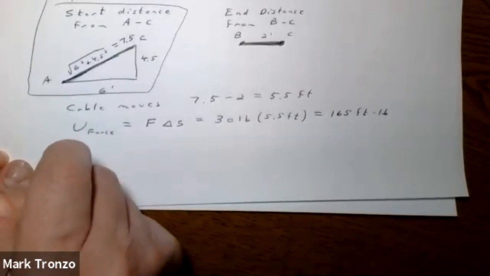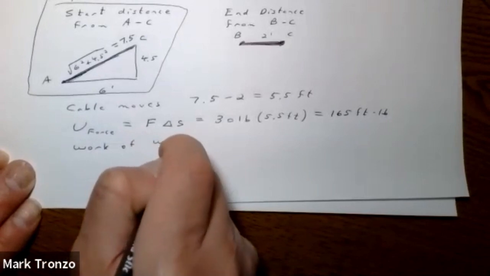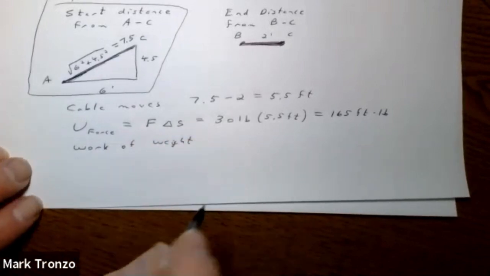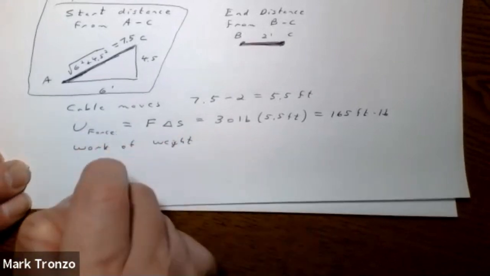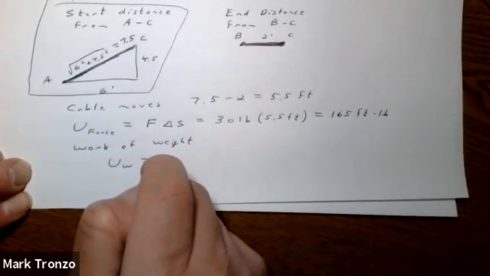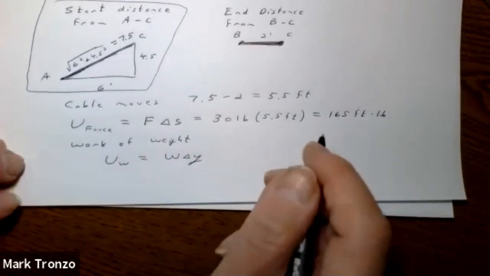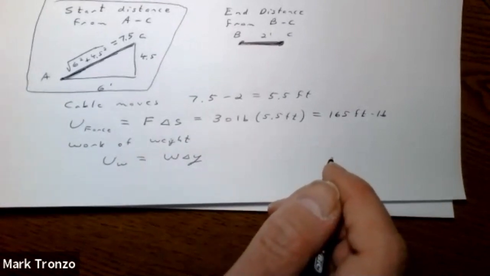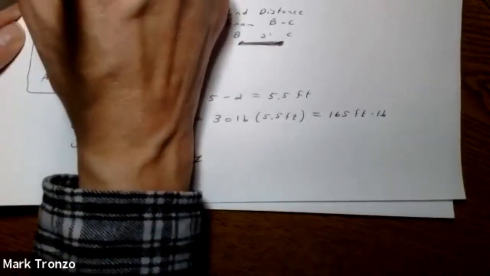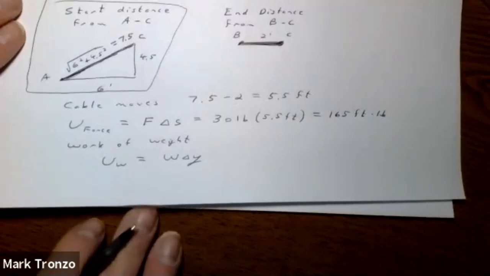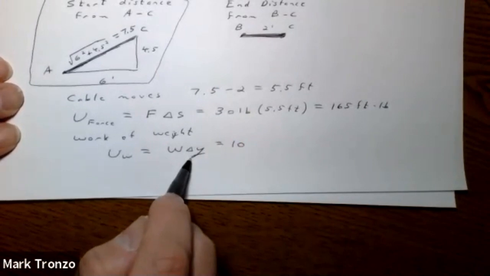And then the work of the weight, remember, it's always just going to be the vertical distance. So that's going to be the weight times delta y. And again, the weight of our collar, we're told, was 10 pounds. So that's going to be 10. And then remember, delta y is just the vertical distance.